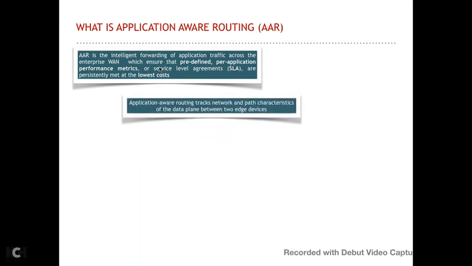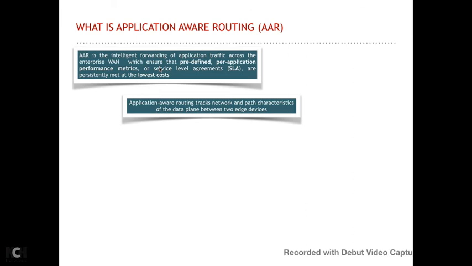What we say about application network traffic is that it tracks the network and path characteristics of the data plane between your edge devices. It could be edge devices, in Cisco's world vEdge or other symmetric SD-WAN devices, right? So it is actually tracking the network and the path characteristics. It could be jitter, delay, latency, and other such metrics.